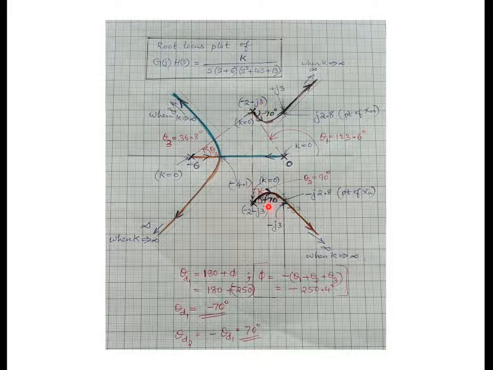Similarly, theta d2, the angle of departure at minus 2 minus j3, will be the negative of this. So that is minus theta d1, and minus of minus 70 is plus. It is plus 70. That is why it is plus 70.